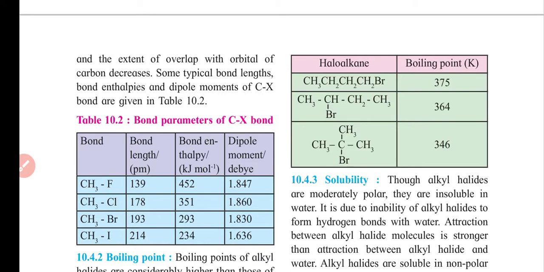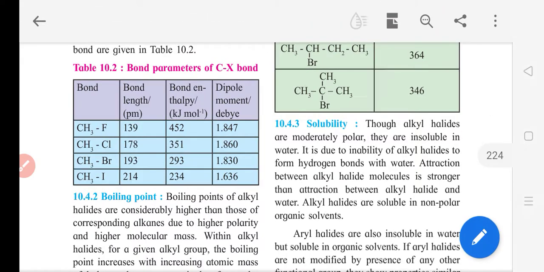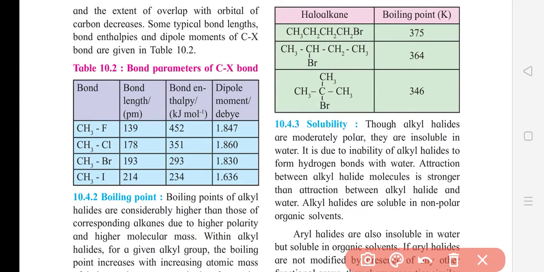So have a look at this right now. Okay, so these are the bond parameters of C-X bond, and you can observe, as we have said, that the bond length is increasing. देखो bond length increase हो रही है, because fluorine, chlorine, bromine, iodine. जैसे जैसे we will move from fluorine to iodine, the bond length will increase.